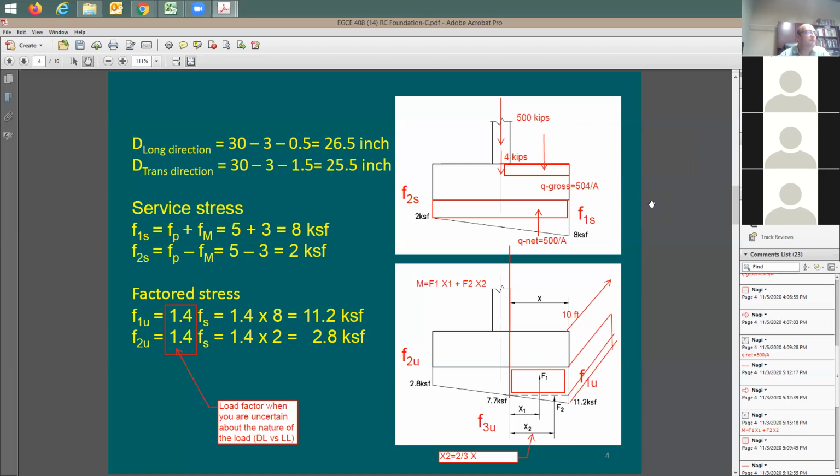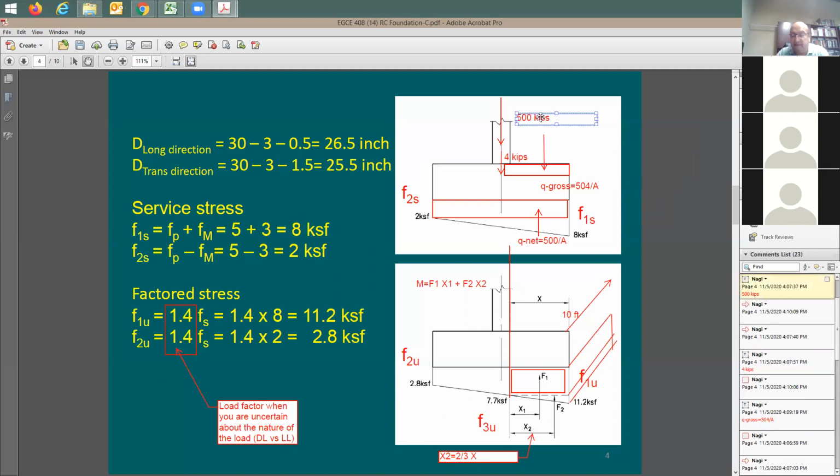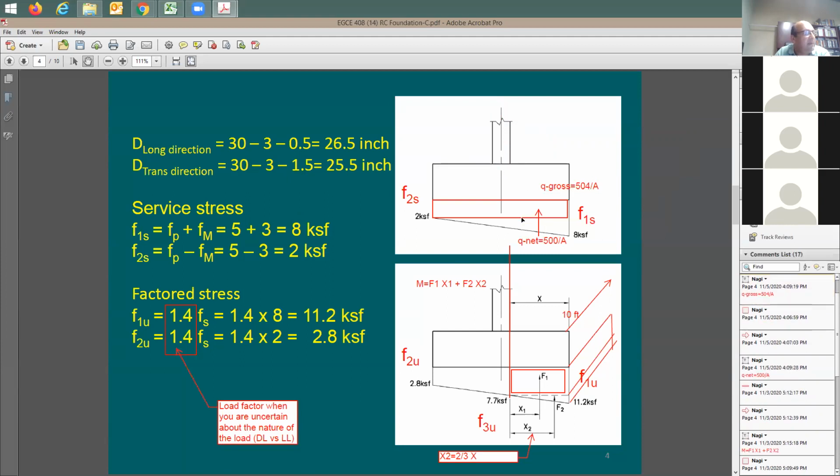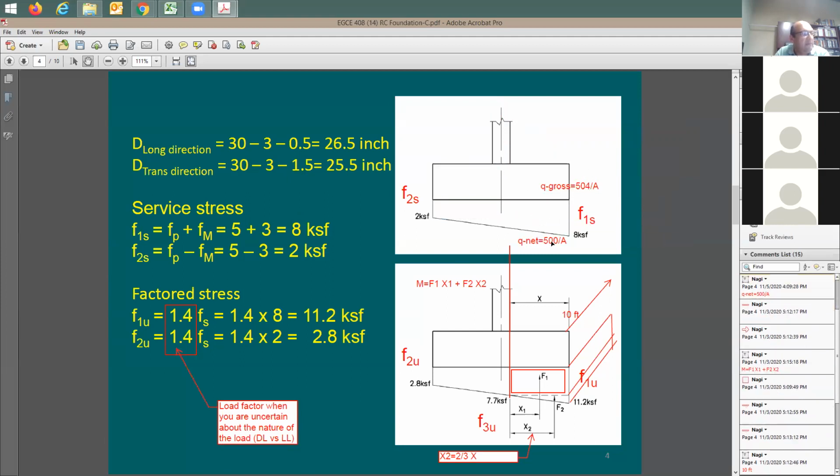Okay, great, good. Now let's continue here with our example. Now I can take these numbers out. I don't want them to stay. Otherwise, someone's going to say, what is this 4 kips come from? Or what's that about? So I can just take this out.